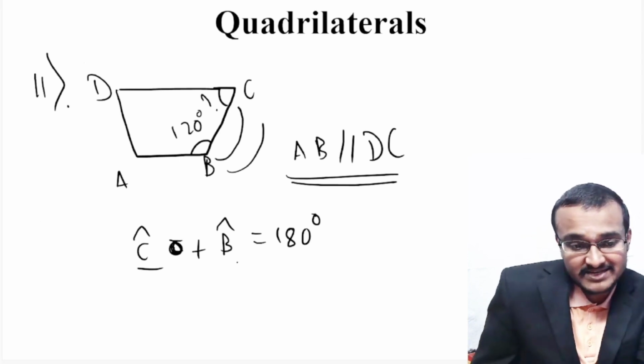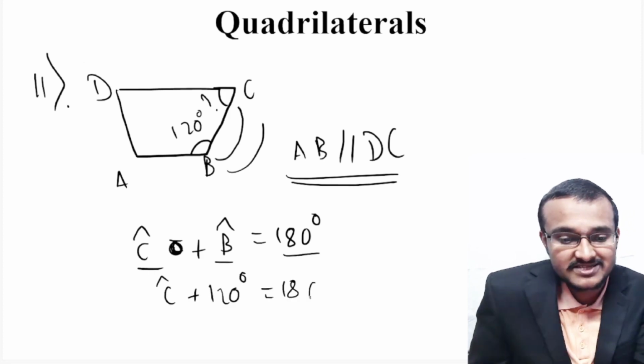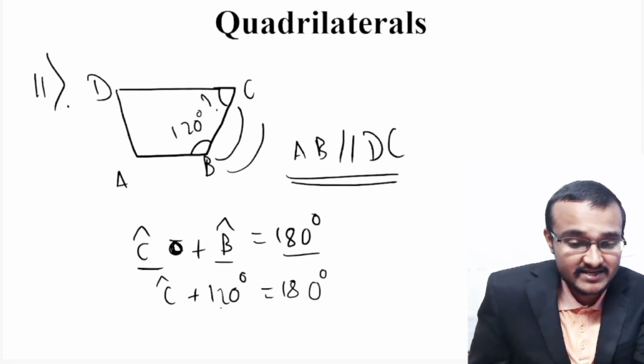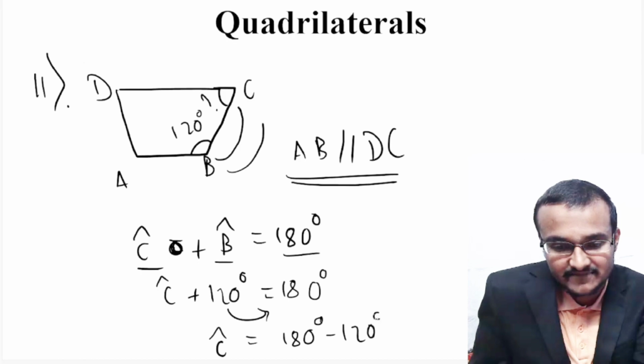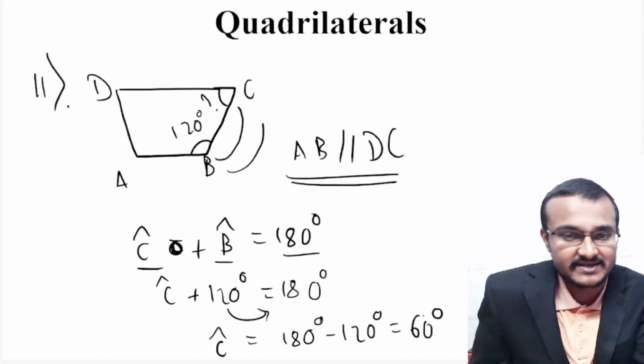So that means if you add C and B, you should get 180 degree. So here C plus 120 degree will be equal to 180 degree. If you bring this 120 degree to RHS, then C will be equal to 180 degree minus 120 degree, which is equal to 60 degree.